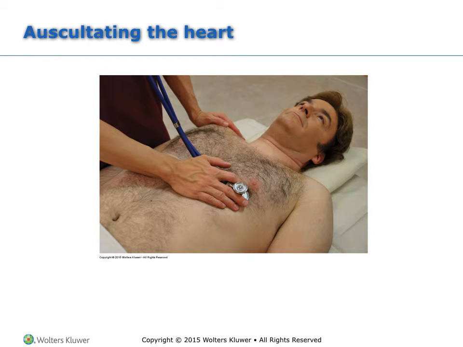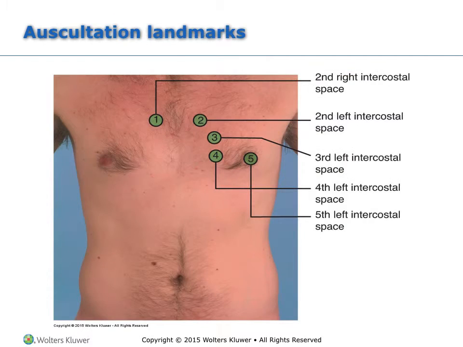Again, auscultating the heart is the last skill that we use. We begin with inspection, we move to palpation, and we end with auscultation, except for the abdominal exam. And when we do an abdominal exam, we begin with auscultation. But for every other body system, auscultation comes at the end. Here, the examiner is listening for the apical pulse because they are at the fifth intercostal space, midclavicular line.